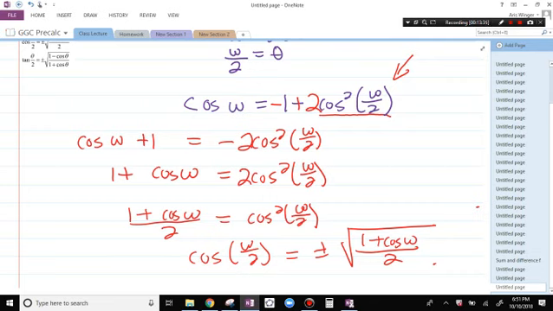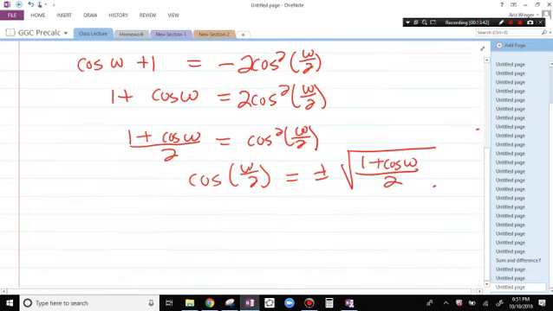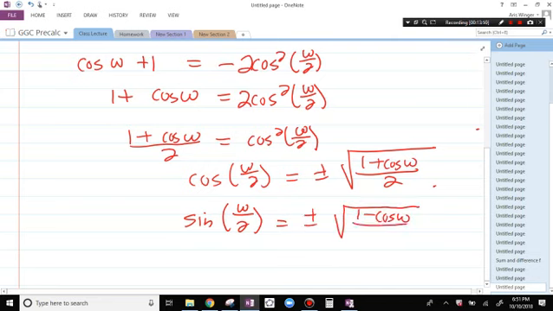So let's write the one for sine. The proof goes very similar. So the one for sine is the sine of half an angle is equal to plus or minus the square root of 1 minus cosine omega over 2. And tangent, you just take the ratio.